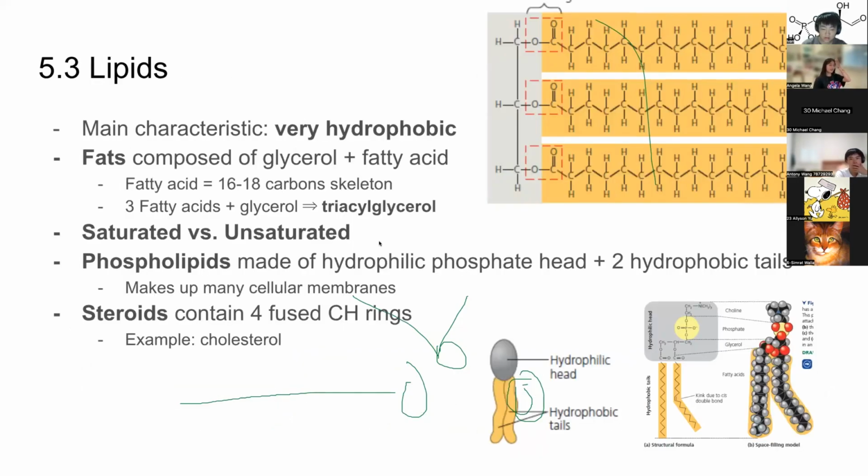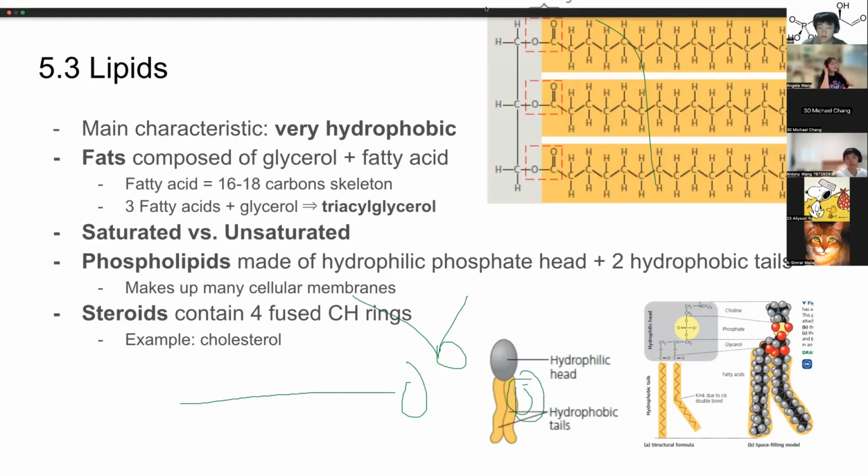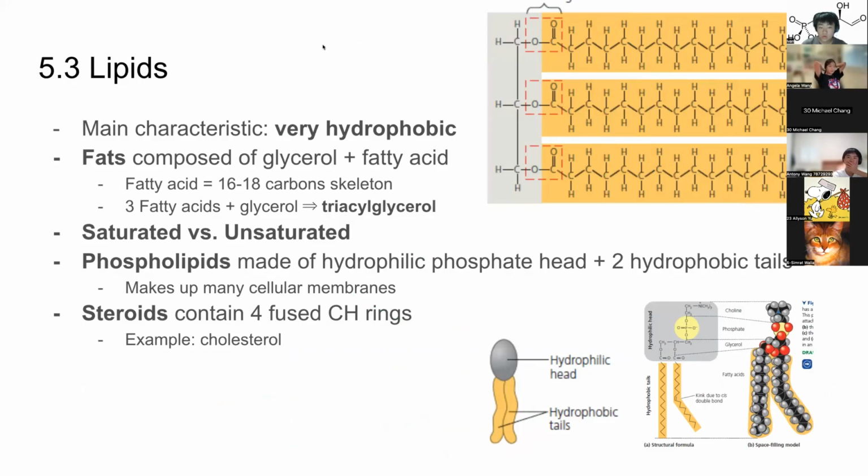Okay, and then lipids can also form steroids, which contain 4 fused carbon rings. An example of steroids is cholesterol, which can be found in the phospholipid membrane. And then steroids can also function in hormone signaling and other cell signaling.